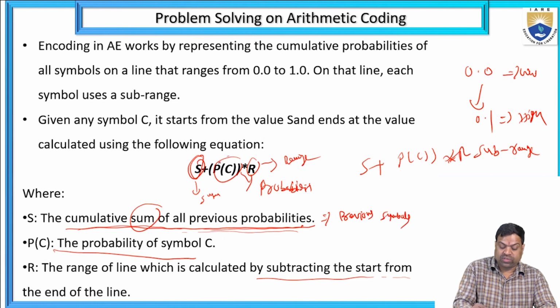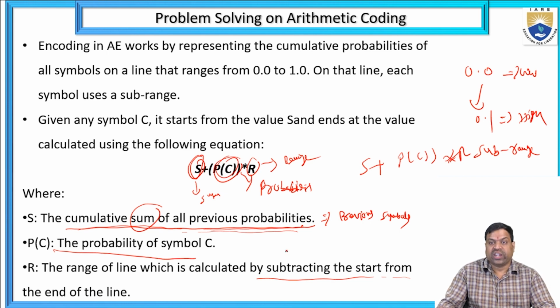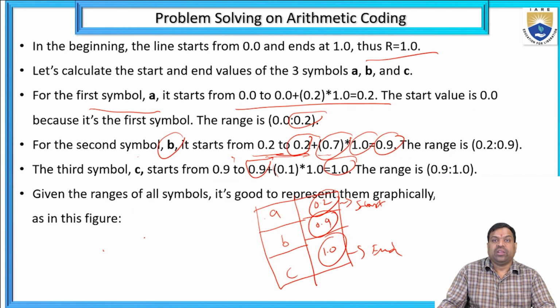And P of C is the probability of the symbol, and R is the range of the line, which is calculated by subtracting the start from the end of the line. In the beginning, the line starts from 0.0 and ends at 1.0, and the range is 1.0. So the range is 0.0 to 1.0.